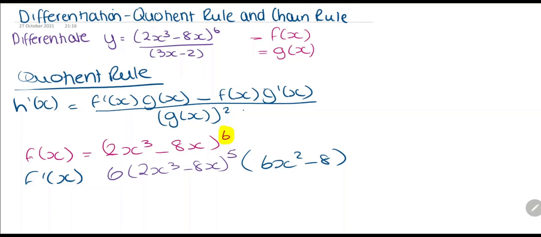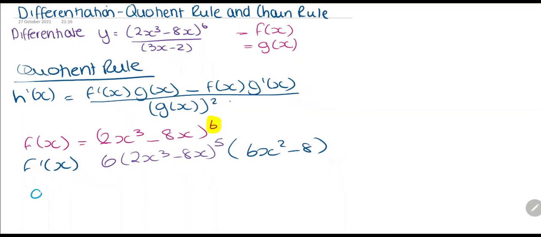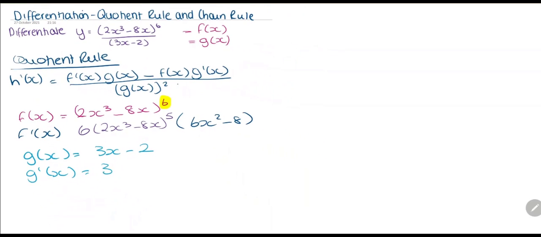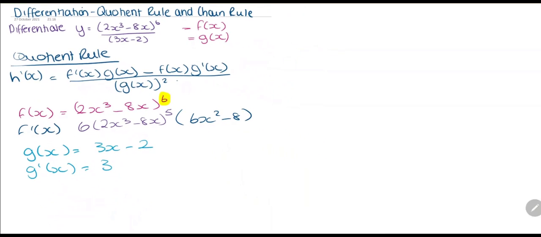So let's have a look at g. We have g of x equal to 3x minus 2. If we take the derivative of this one, it's more straightforward. This is just going to be 3. So now we have our information, and we're going to substitute this into our quotient rule.